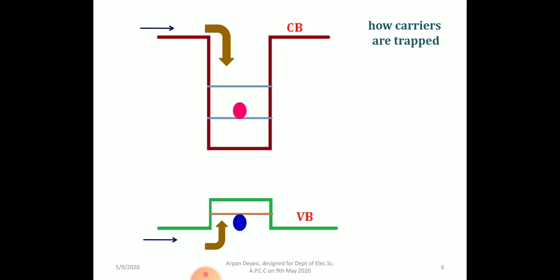Now, if both these are trapped, please look at their energy difference. The energy difference between the trapped electron inside the conduction band and the trapped hole inside the valence band is completely different, or maybe say larger than the forbidden region of gallium arsenide. So that means their energy difference is much larger than the bandgap energy of gallium arsenide.